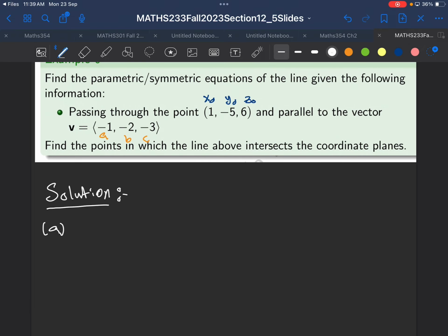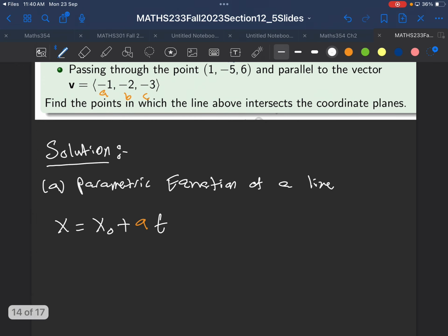So the first part, part A, parametric equation of a line. It will be x equal x naught plus AT. That's the first one. Second one will be y equal y naught plus BT. Finally, z will be equal to z naught plus CT.